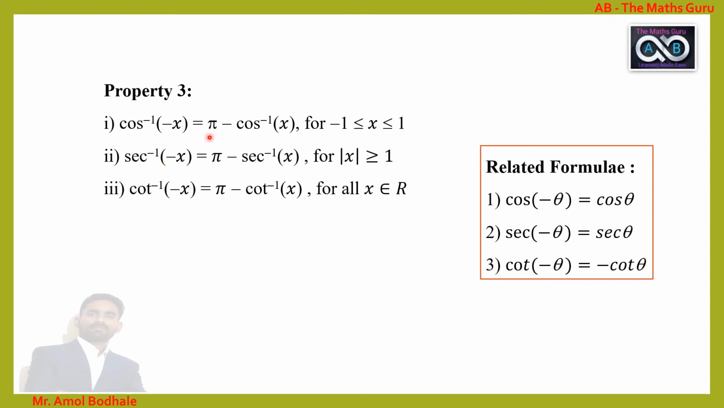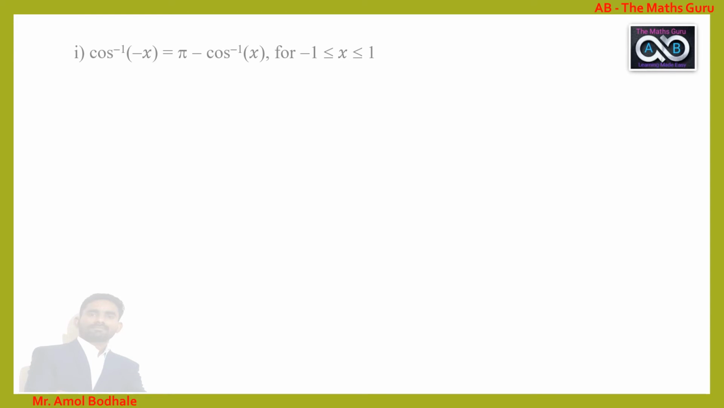Let's see the proof of the first property, that is cos inverse of minus x is equal to pi minus cos inverse of x for minus 1 less than or equal to x less than or equal to 1. Here we'll suppose cos inverse of minus x as theta. When we suppose this, there are some restrictions on minus x and theta. So what are those restrictions?